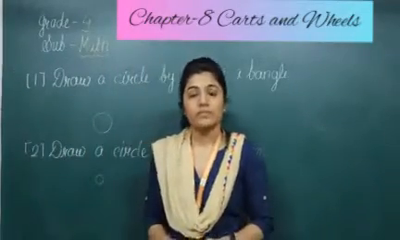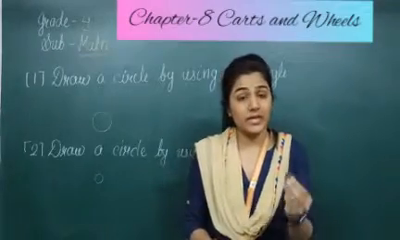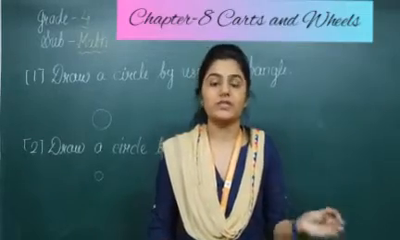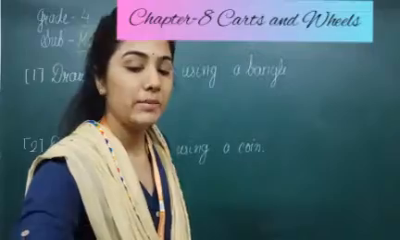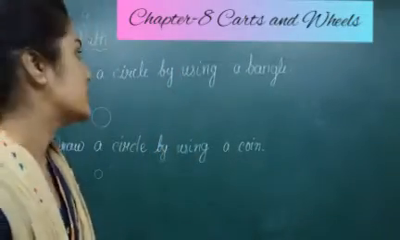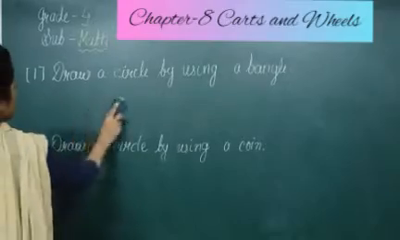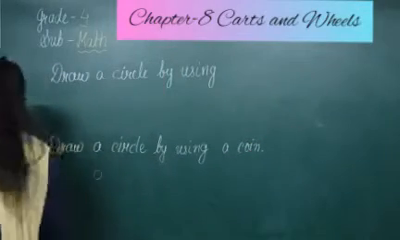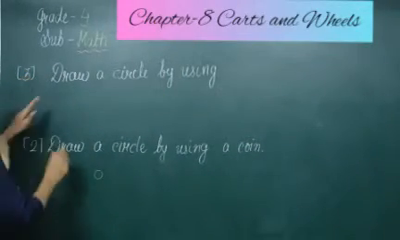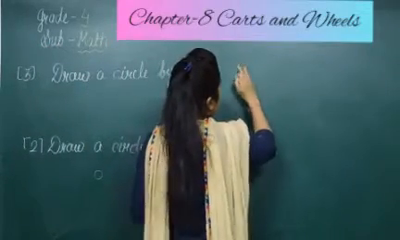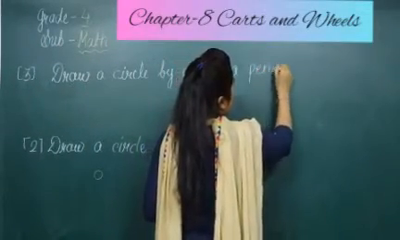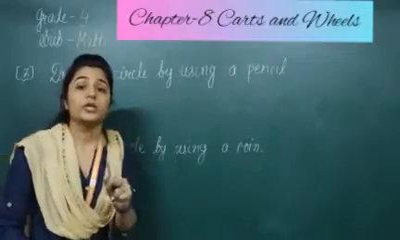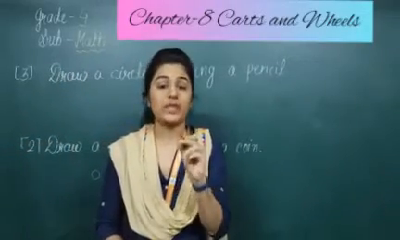So what is our concept? With different objects, we can draw circles of different sizes. Yes, we can draw different sized circles with different objects. And another example I am giving you is a pencil. Draw a circle by using a pencil. With the help of a pencil, I can't show you on the board, right? You can draw this circle in your notebook with the help of a pencil, right?